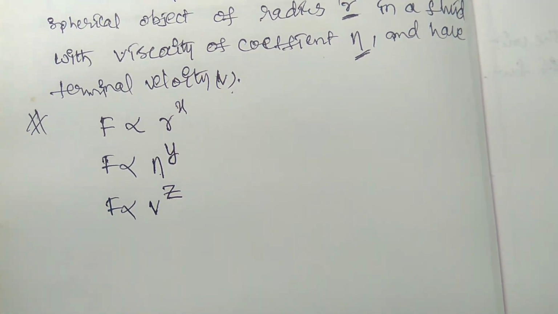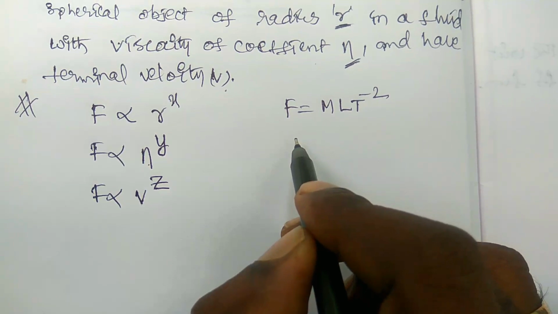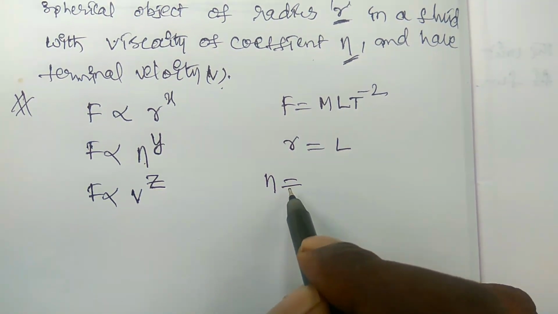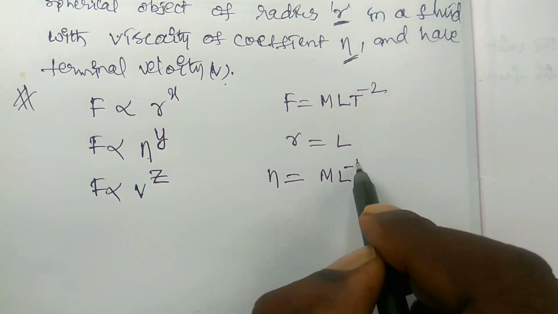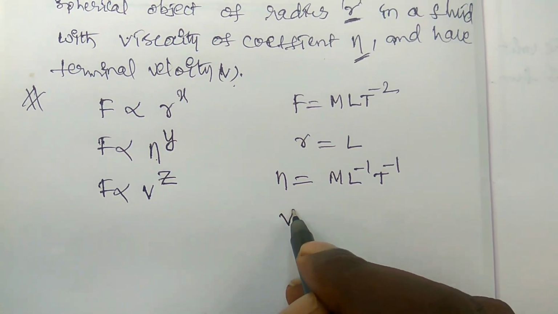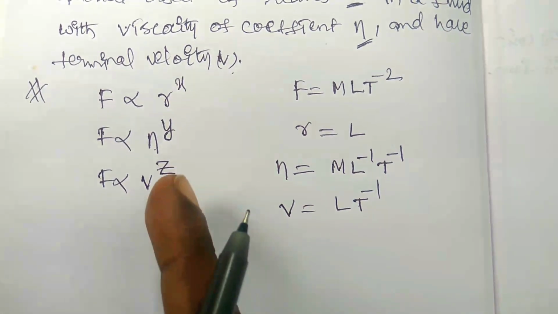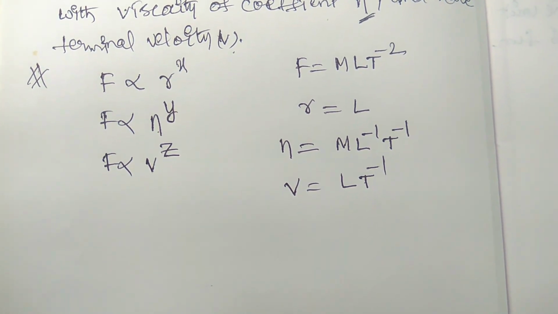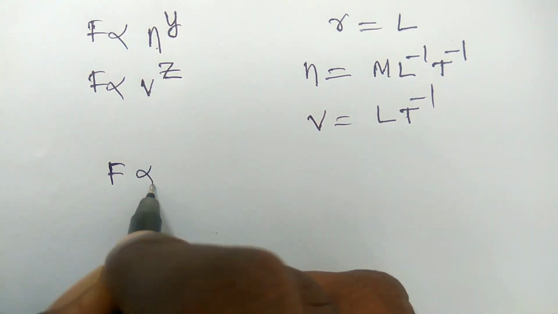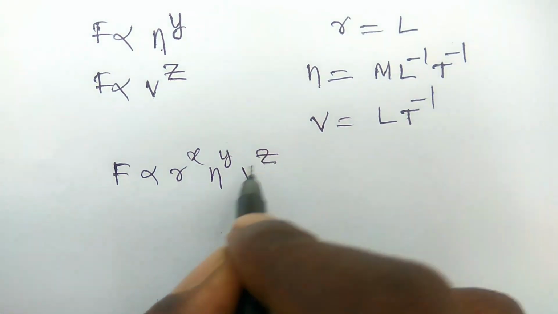Already you know that force in dimensions is MLT minus 2, radius r is L, and eta we already derived as ML minus 1 T minus 1. And velocity v is LT minus 1. These are the factors we have to substitute here and compare to get x, y, z, and we can get the answer. Therefore F is proportional to r power x, eta power y, v power z.